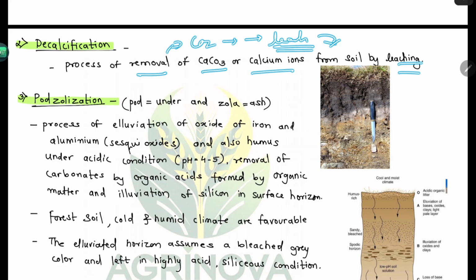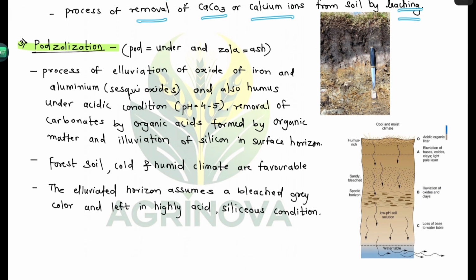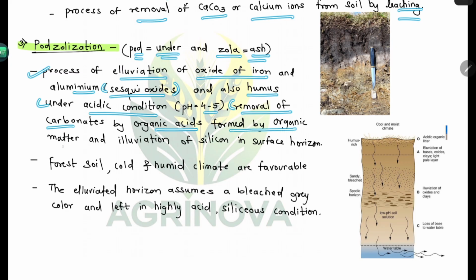The next, podzolization. So what do you mean by podzolization? It's basically a Russian term. Pod means under and zola means ash, something related to ash. So through the process of elution of oxides of iron and aluminium, which are basically called sesquioxides, and also humus under acidic conditions, around pH 4 to 5, and the removal of carbonates of organic acid formed by organic matter, and elution of silicon in the surface horizon.